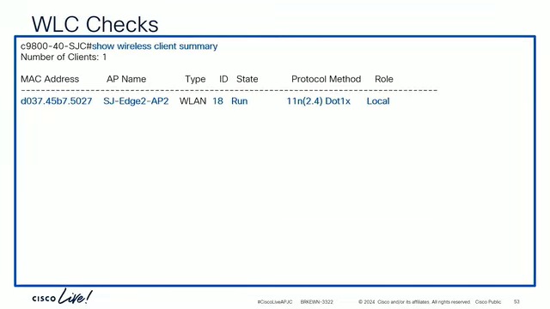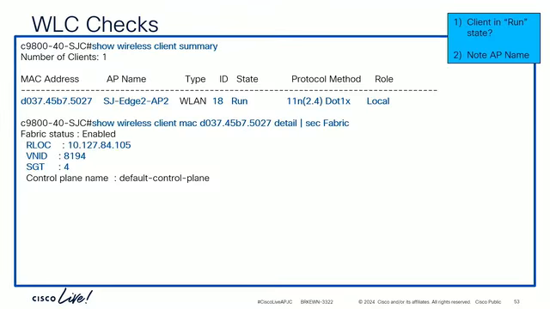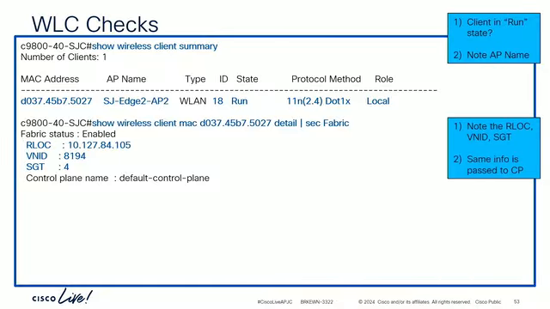In the same flow, we start with WLC checks. Here, one of the very important commands is show wireless client summary. In this, we can check if the client is in run state or not, and where this client has connected, to which AP it has connected. This information we can see out here. Not only that, another very important command which gives a lot of details is show wireless client MAC detail. Here, I have just shown the section for Fabric Edge to showcase the 3 pieces of information which are being forwarded to the CP, right? What are those? RLOC, VNID, and SGT. These are the pieces of information which are passed on to the control plane node, right? So this we can see.